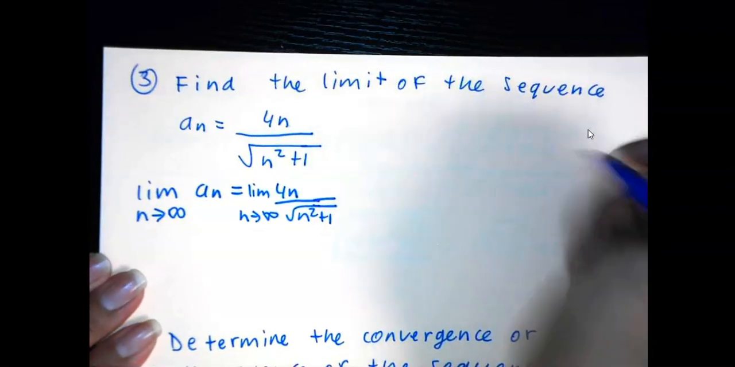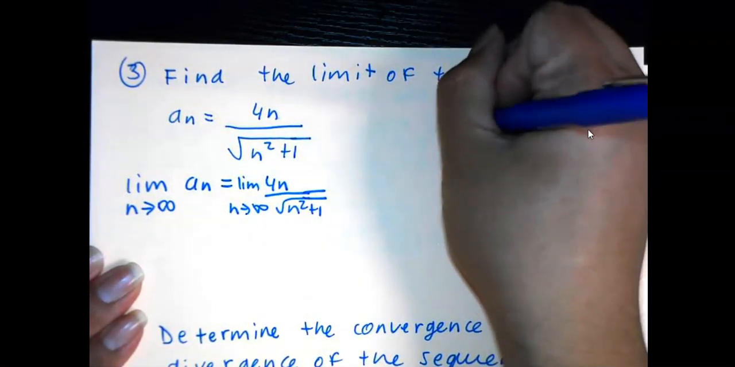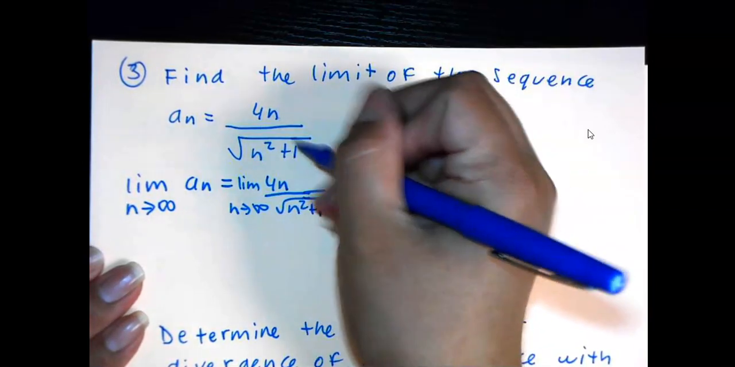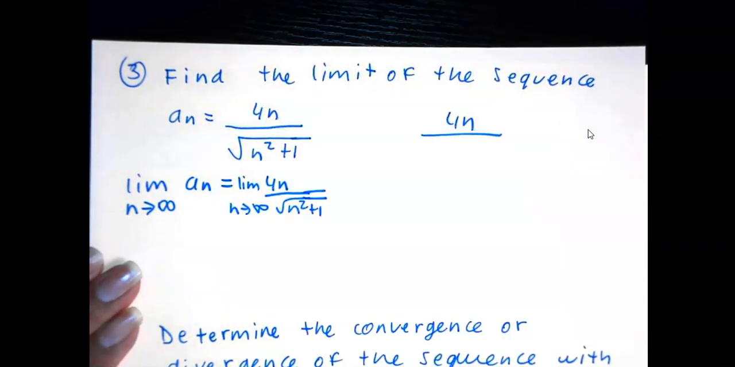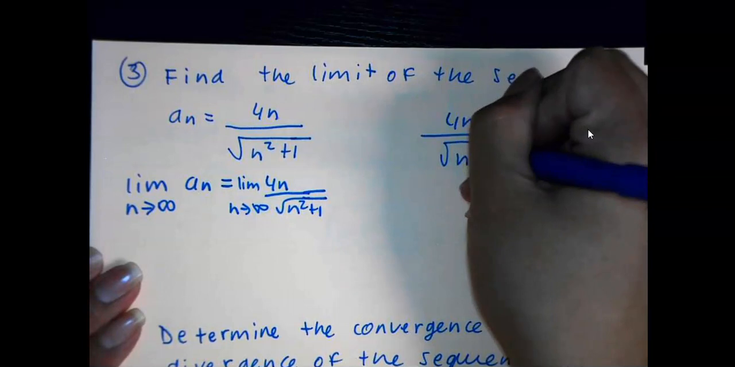Well, what do I do in this case? Again, I care about the highest exponent. In the top, I only have 4n, so I'm going to have 4n. In the denominator, I have a plus 1. But as I'm going to infinity, I don't care if I have a plus 1 or not. I'm going to ignore it. So I'm going to have the square root of n squared.